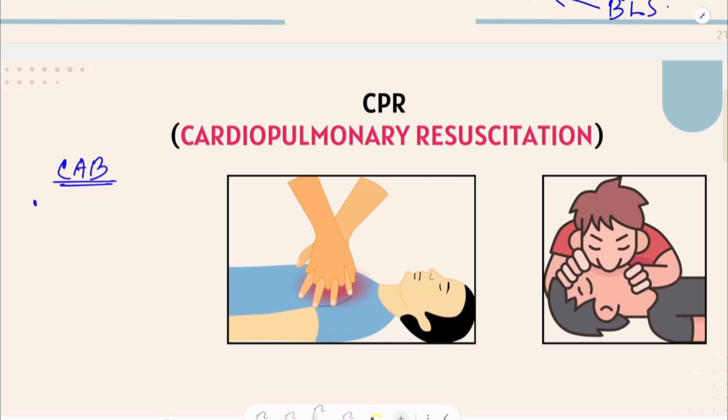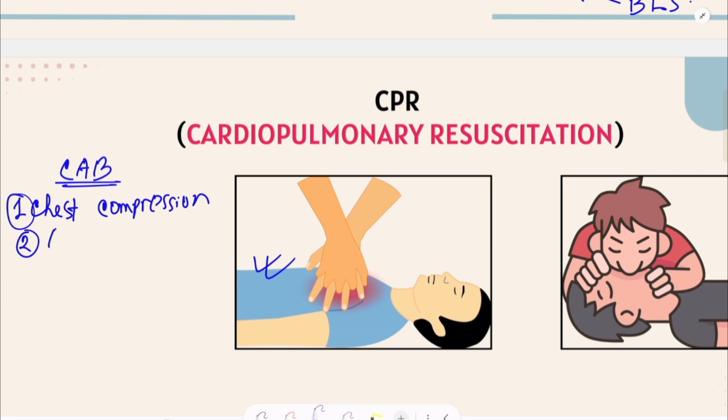Here, C means chest compression. At first, we will do chest compression because the heart is not contracting. So, what we need to do is press the heart through the ribs and compress the heart against the vertebra so that the blood can go out. So, just compression. The second thing is airway patency. We need to open the airway. And the third thing is breathing through the open airway.